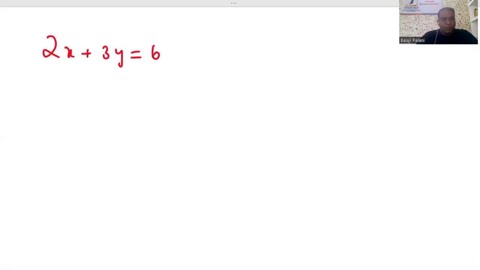Grade 10 CBSE linear equations, pair of linear equations in two variables. This is our context today. To start off, we know that if I have an equation like 2x plus 3y is equal to 6, we did this in class 9. We were asked to find solutions for this equation, and we were also plotting this on the graph, which happens to be a straight line.